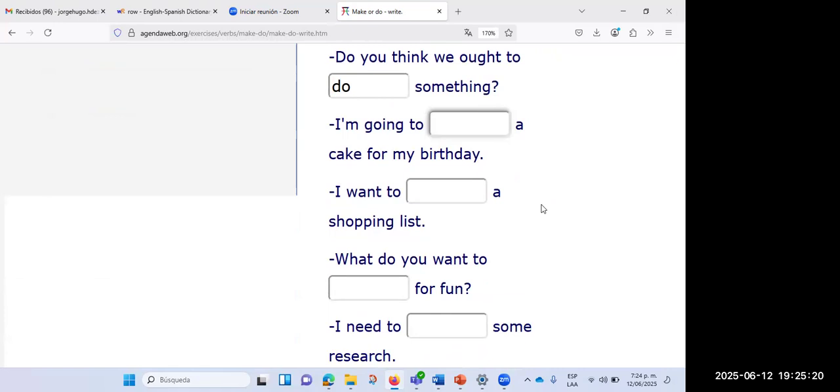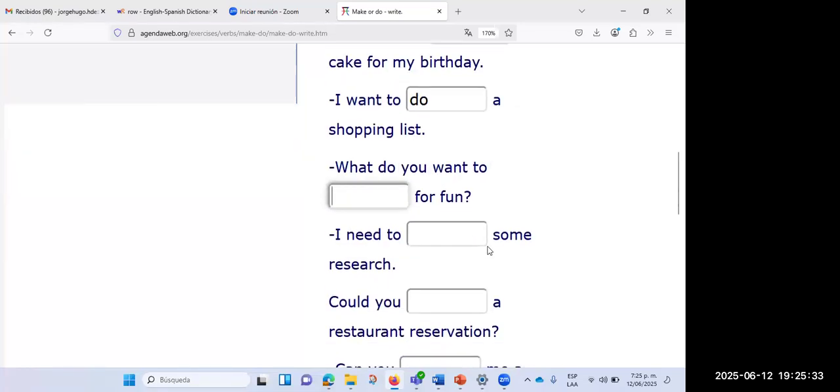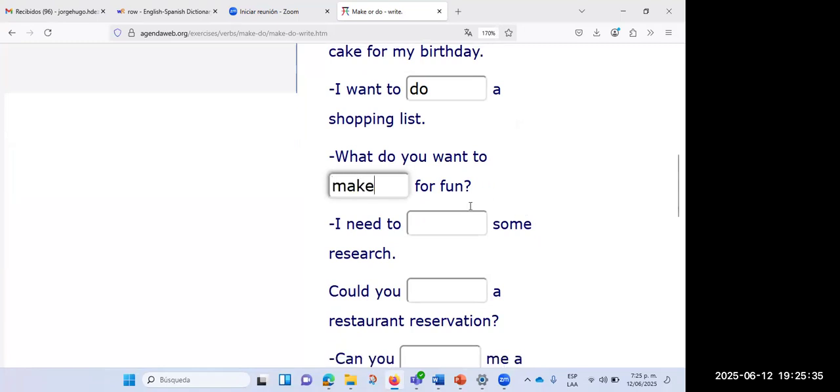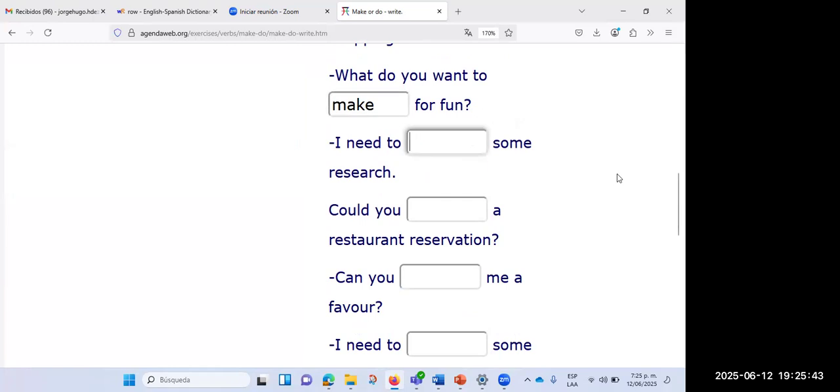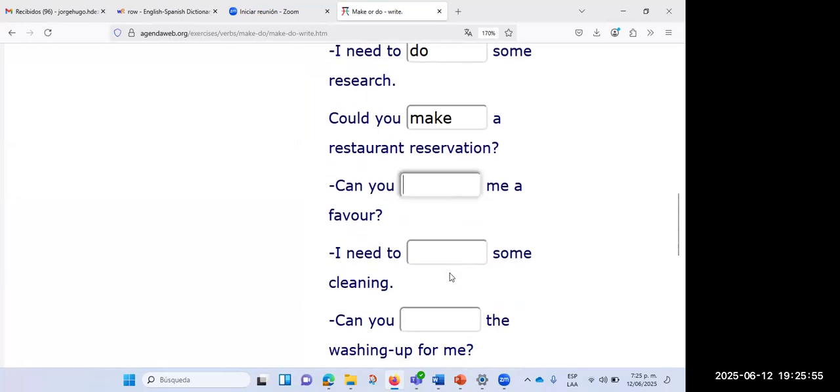Yes. I'm going to make a cake for my birthday. I want to do a shopping list. What do you want to make for fun? Kiara, I need to do some research. Could you make a restaurant reservation? Can you make me a favor?